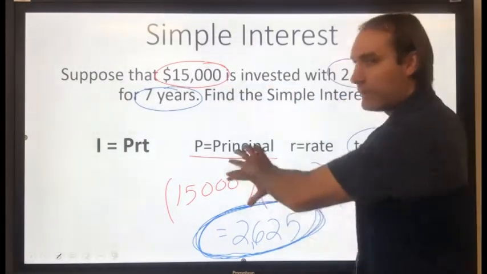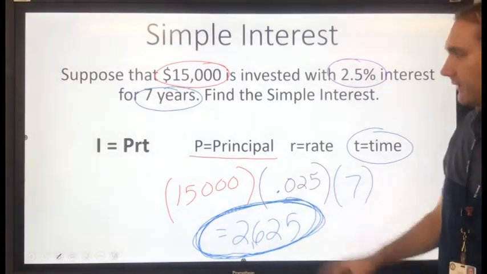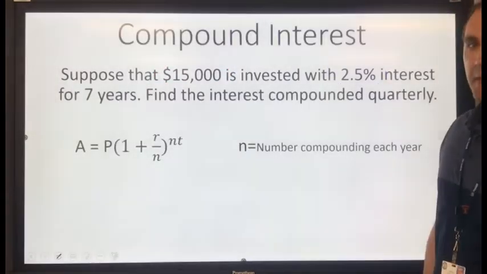That's going to give me the total of my account. This just tells me how much interest is earned or that I have to pay. Now let's look at compound interest.